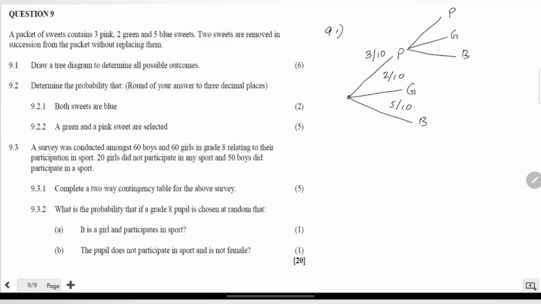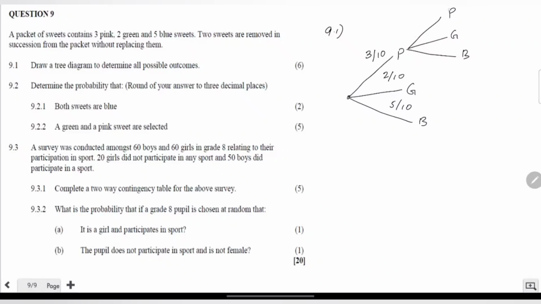Is it clear now? This is how. First one is pink, then second one is any one of these, guys. This is one of the possibilities. So how do you fill that probability? First one is pink. Already pink is selected.